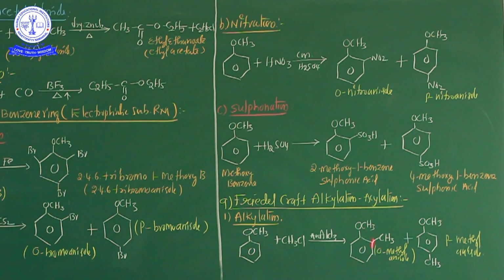Ortho-methyl anisole is formed, and additionally another compound, para-methyl anisole, is formed. This is the Friedel-Crafts alkylation and acylation. From the 1-mark and 2-mark point of view, it is very important.